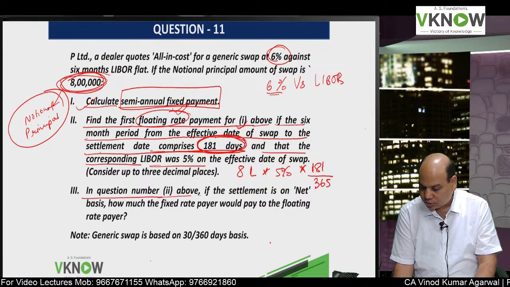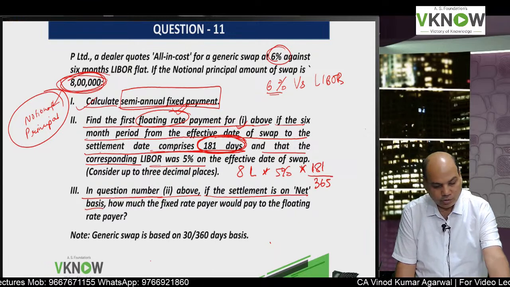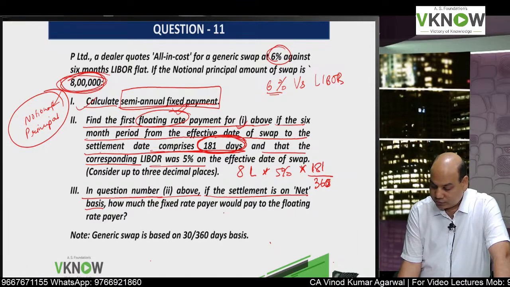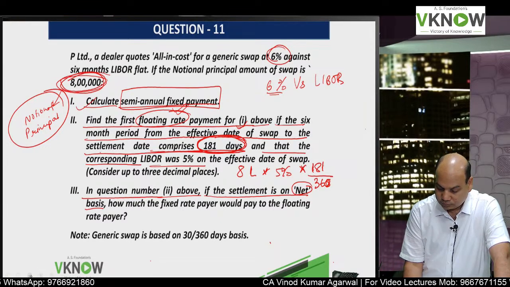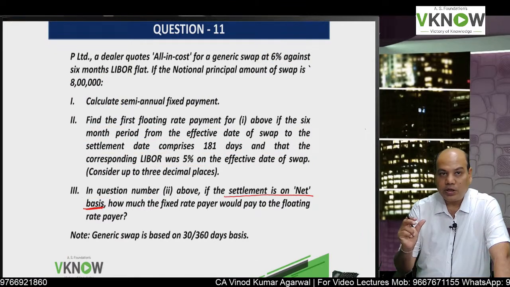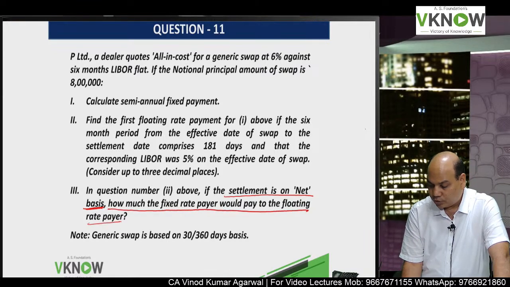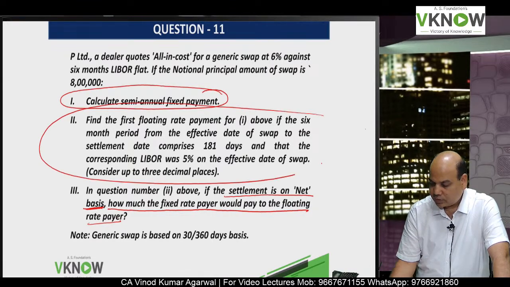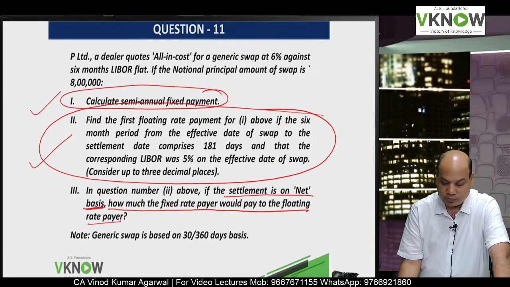In the question number 2 above, if the settlement is on net basis, we will take 360 here, not 365. Settlement on net basis means only the difference will be received or paid. How much would the fixed rate payer pay to the floating rate? This is my fixed rate payment. This is my floating rate payment. The difference between these two answers is your third answer.